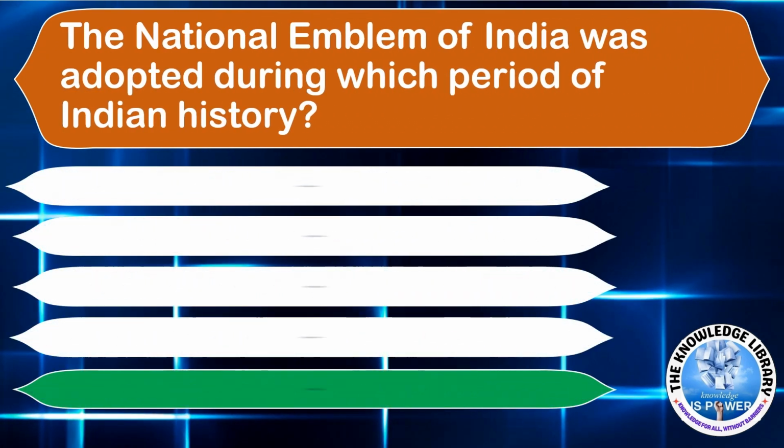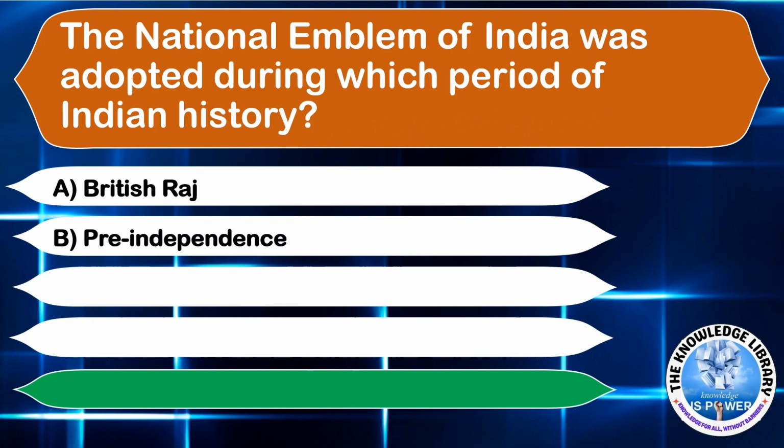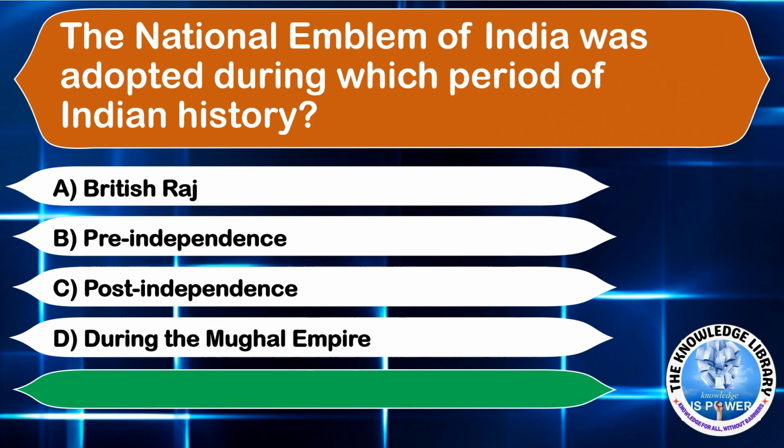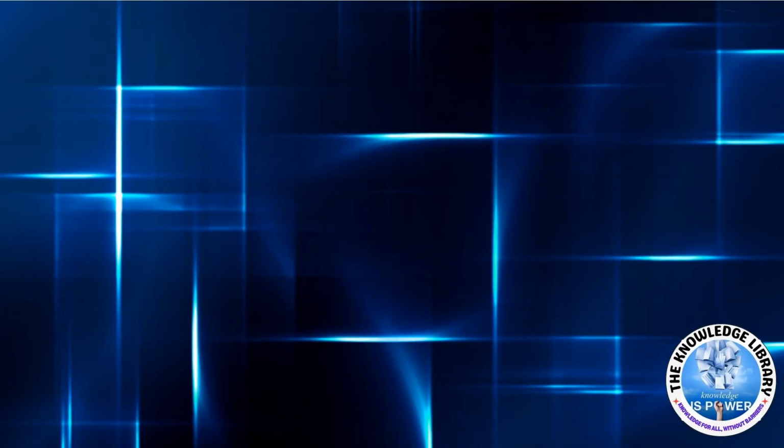The national emblem of India was adopted during which period of Indian history? Option A British Raj. Option B pre-independence. Option C post-independence. Option D during the Mughal Emperor. The correct answer is option C post-independence. Move to the next question.